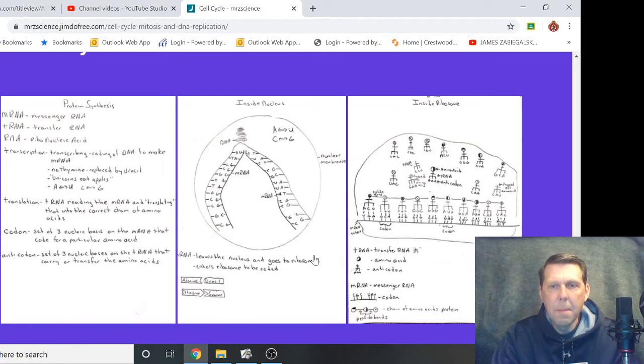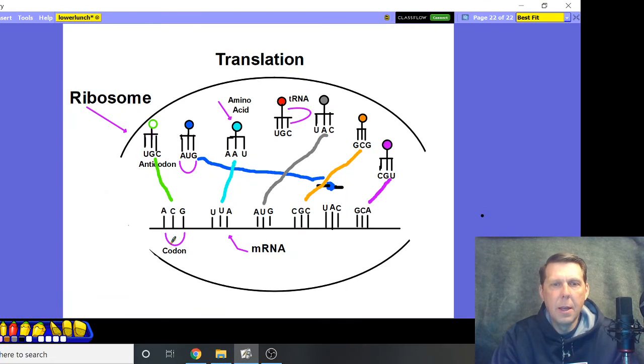The codon is this right here, the group of 3 nucleotides on the mRNA. They're groups of 3. That's a codon. And the anticodon is the group of 3 nucleotides on the bottom of the tRNA. The anticodon matches up with the codon. Okay? AU, AU, UA.